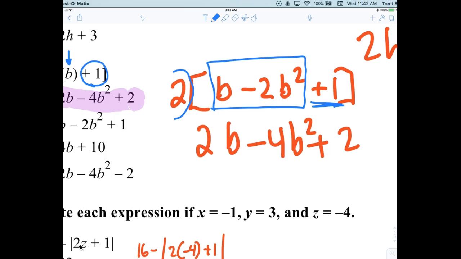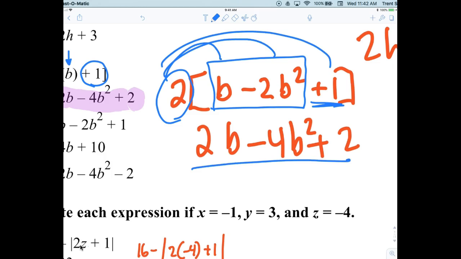Now the 2 in front means to distribute the 2. So when I distribute the 2, I end up with that. Can you see that? You with me? Come on now, you've been working hard, so let me know. You good? What was the answer?